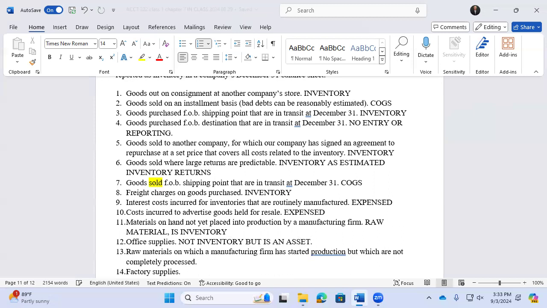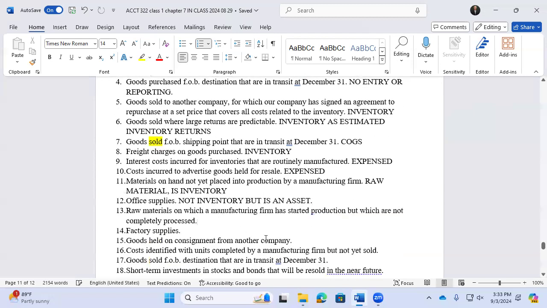If they were to be factory supplies, they would be included in manufacturing. So that would become part of the product cost. Raw materials on which manufacturing has started production, which are not completely processed, so this is work in progress. And so this is inventory. Factory supplies, this is inventory. Manufacturing overhead.